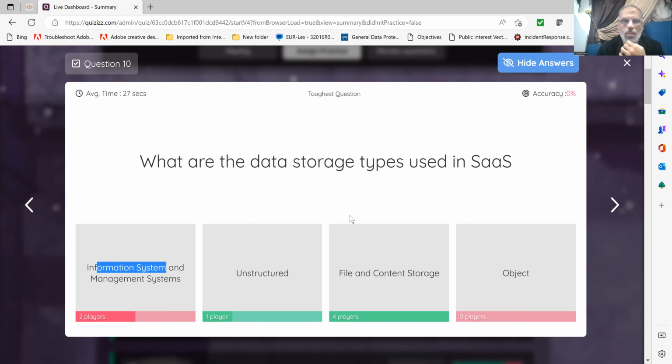Forget about it, because in some situations it may be a mistyping, an operator mistyping. By the end of the day, it's typing, maybe mistyping, or when he made the answer, he highlighted the answer wrongly. But the right answer is information systems and management system and file and content storage.